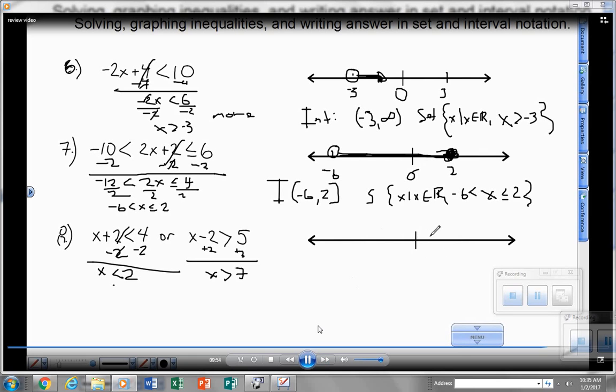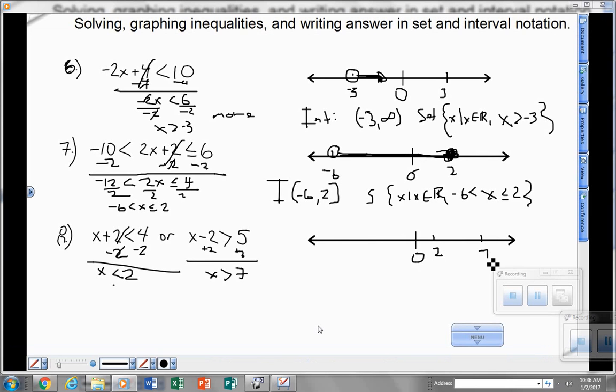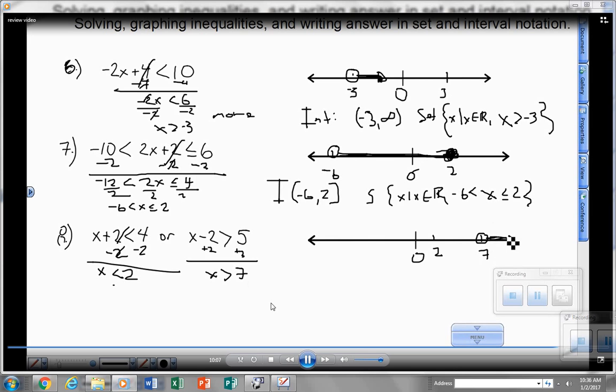So here we go. So 0, I'm going to put 2 on the right side of 0, which it should be, and 7 a little bit more spaced out. It's going to be open circle on both because the inequalities themselves, they don't have that equal line under them. So open circle shaded to the right on 7, open circle shaded to the left on 2.